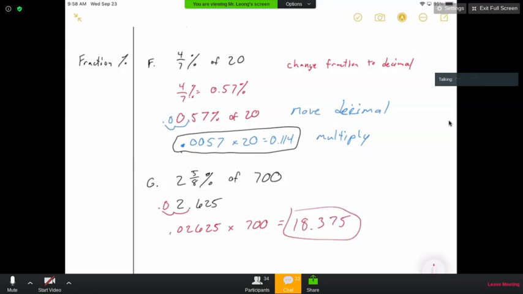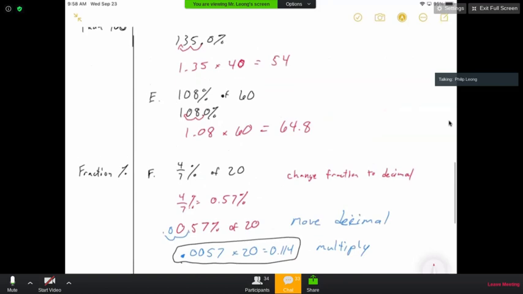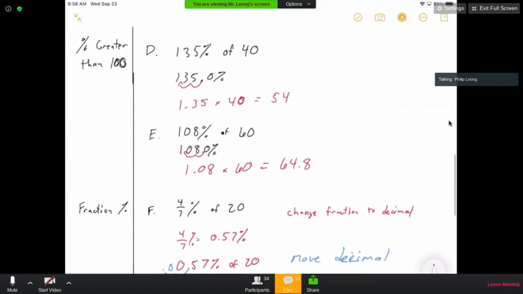I know that last part was a little bit confusing, but that's okay. Don't worry too much about that on the homework. I can go over it a little bit more tomorrow. For the most part, though, it's just move the decimal and multiply. That's all you really need to do for the homework for the most part.